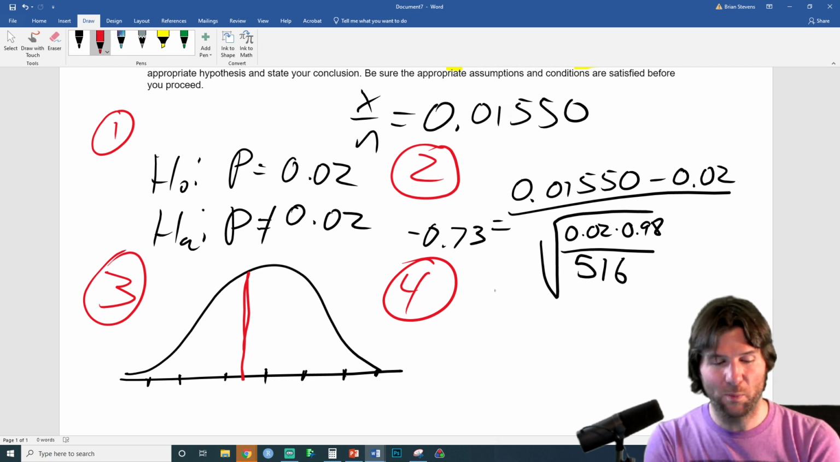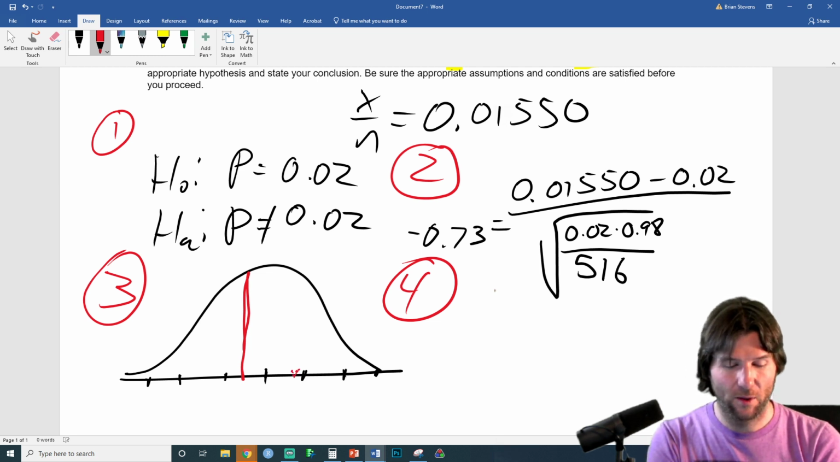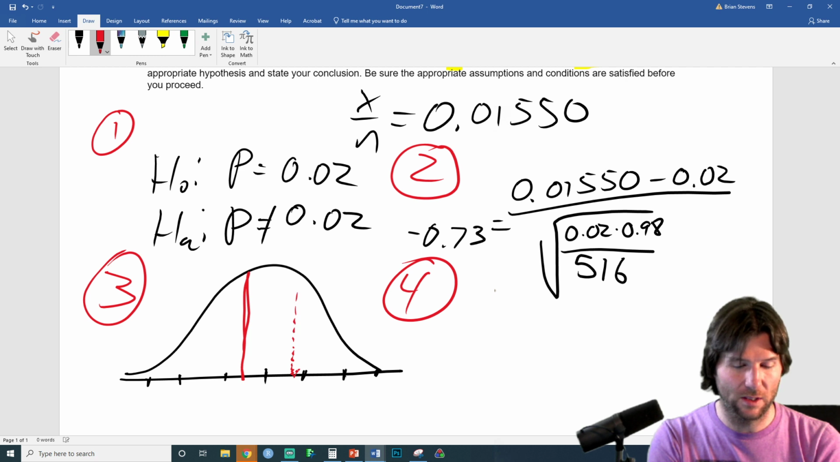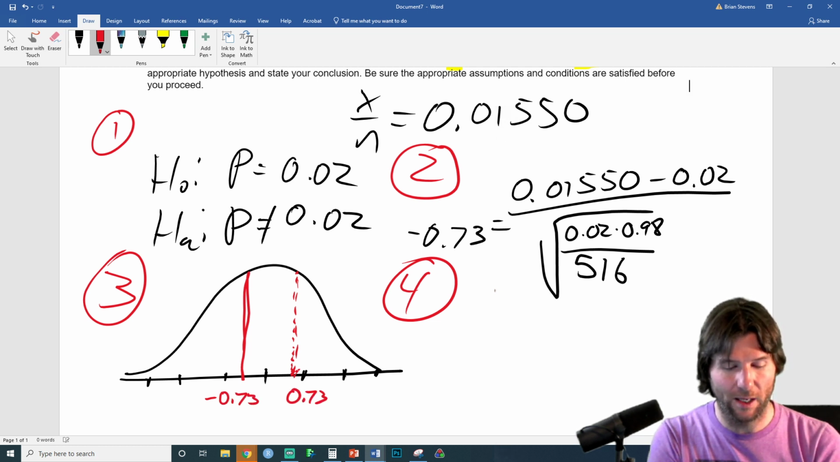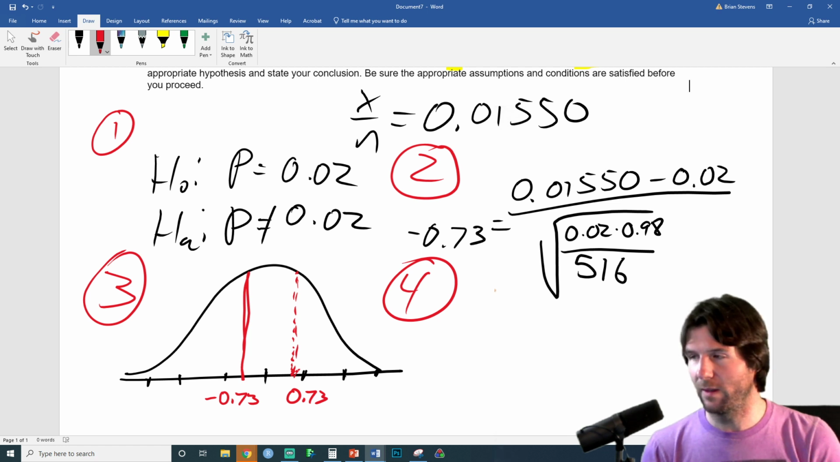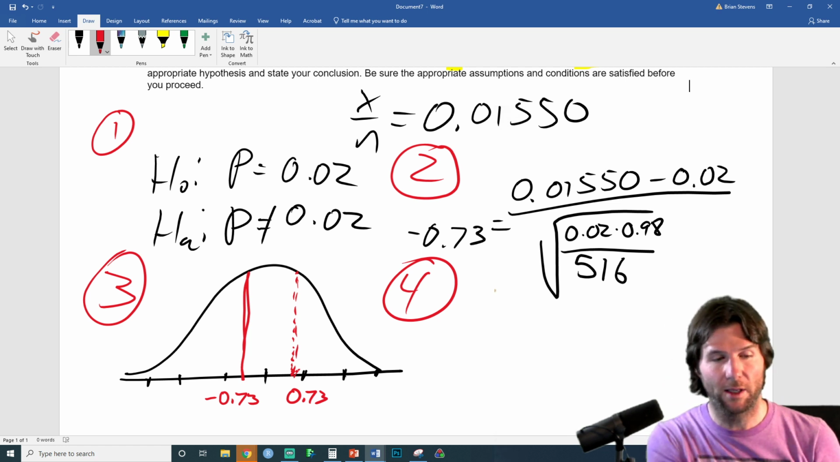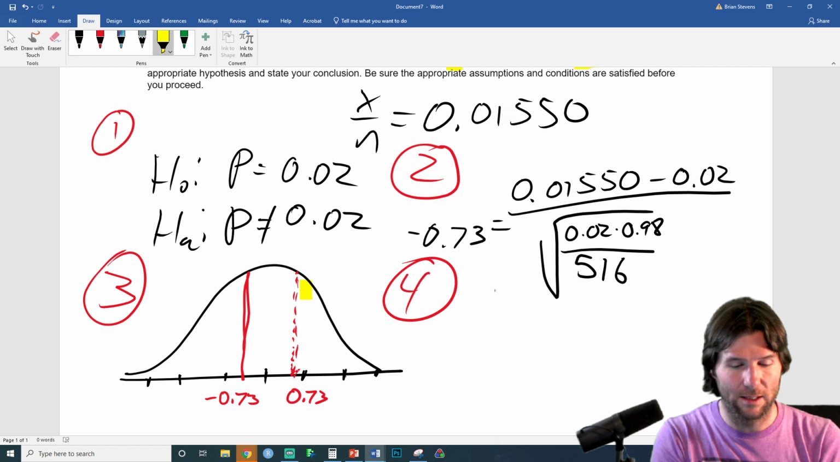But why am I going to do this right here? Can someone explain to me in the chat why I'm reflecting it on the other side? So why do I have negative 0.73, and then why am I reflecting over here positive? Why did I reflect it on the other side to get the p-value? Correct. And why do I want to find outside?